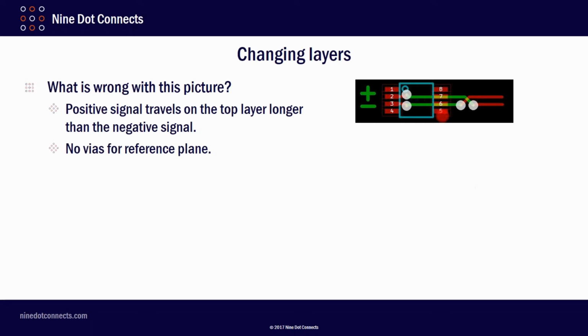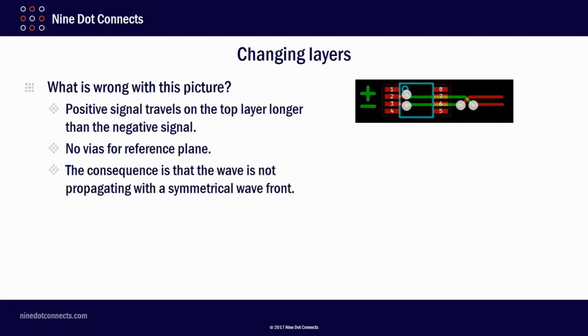So if you think about the wave leaving this IC, getting on the board, getting on the traces, it's moving nice and parallel to each other, and then all of a sudden you've got part of the charges or the wave going down into the board. At the same time, you have part of the wave still sitting on top of the board. So it's almost like it's having to go diagonally through the board material. That's not good. The consequence is the wave is not propagating with a symmetrical wavefront.